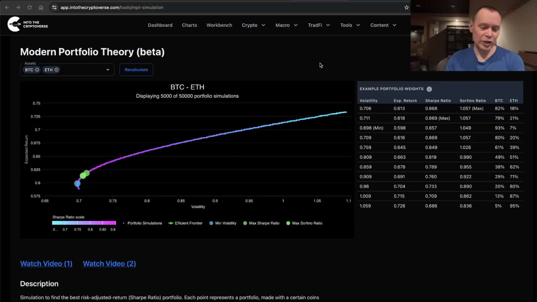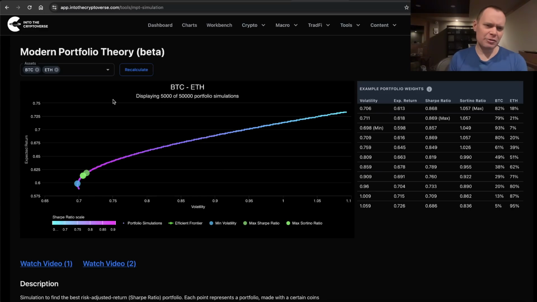So what we're looking at here, you see all these little dots on the screen. This is displaying about 5,000 simulations. We ran 50,000, but we're showing 5,000 on the screen. And each one of these dots represents a portfolio consisting of some amount of Bitcoin and some amount of Ethereum.